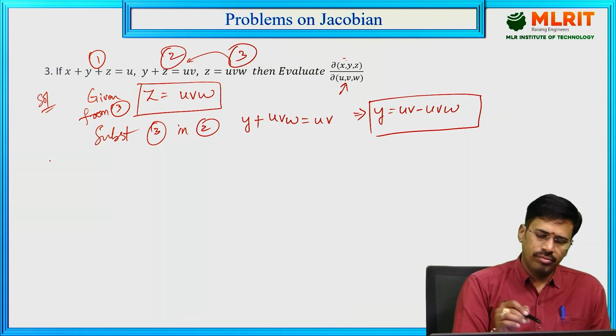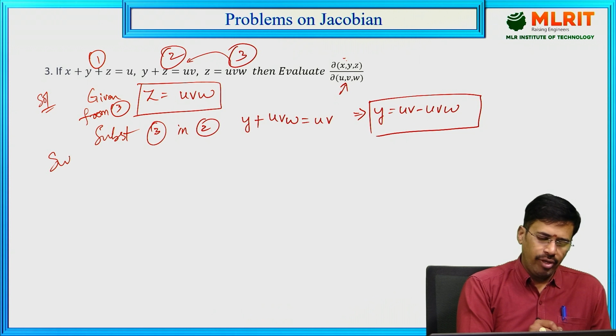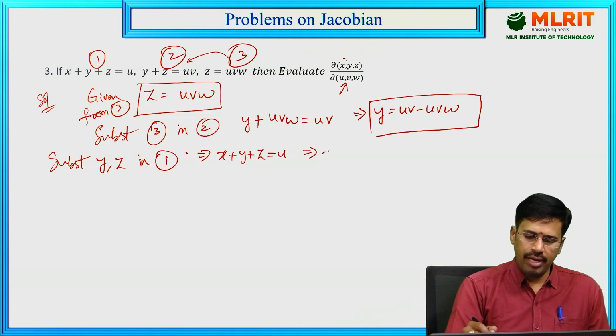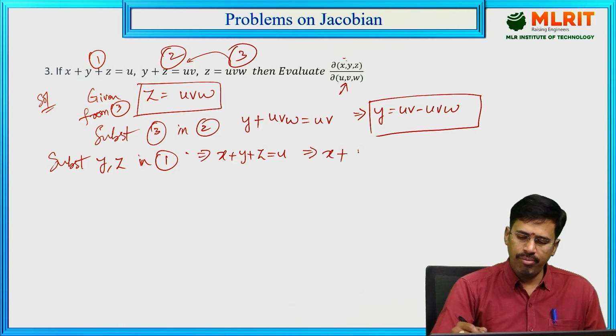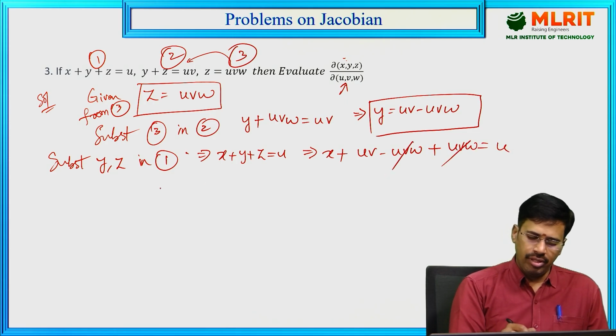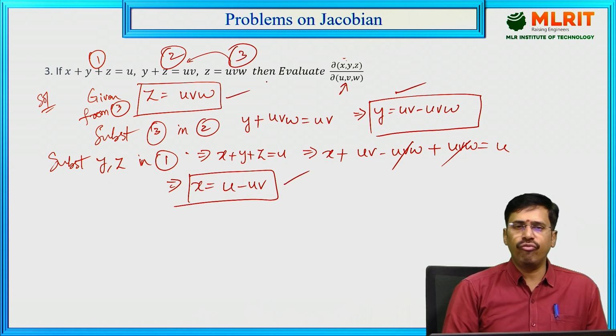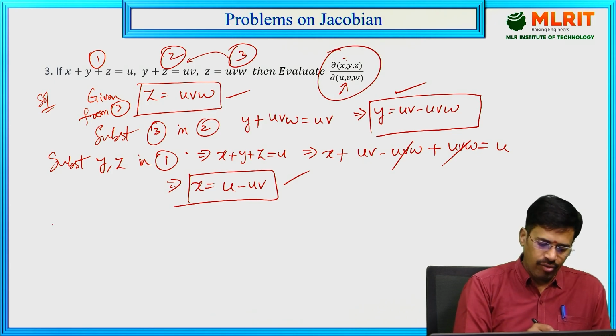Now substituting the y value and z value in equation 1. So I get x plus y plus z is equal to u. That implies x plus y means uv minus uvw, plus z means uvw, that equal to u. Therefore x is equal to u minus uv. So I got the x value, y value, z value in terms of u, v, w. Now let us write this value.